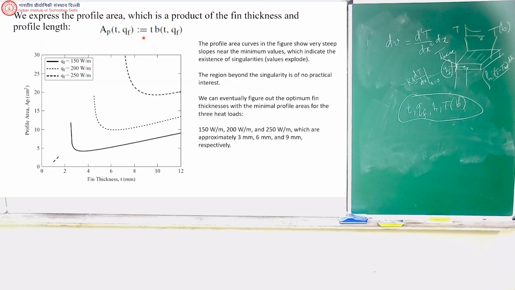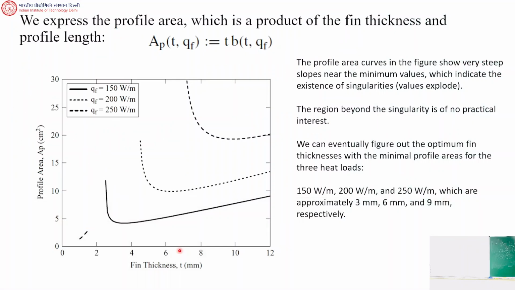But don't bother. What he gets is that if you take the profile area as a function of fin thickness, then these are the curves that you get. So let's say 150 watt per meter. Looking at the results, this is kind of a curve. It tells you that around here, you get a minimum profile area, which will correspond to this much fin thickness and this much profile area. He has got that by solving these equations, which of course we can do only on Tuesday. Okay, thank you.